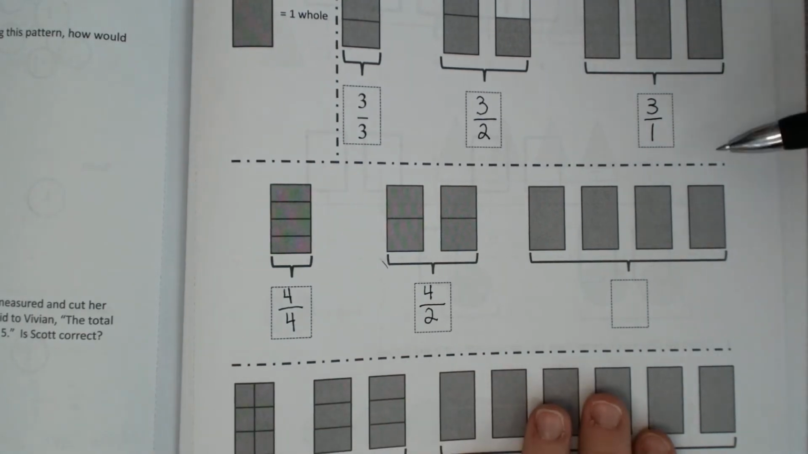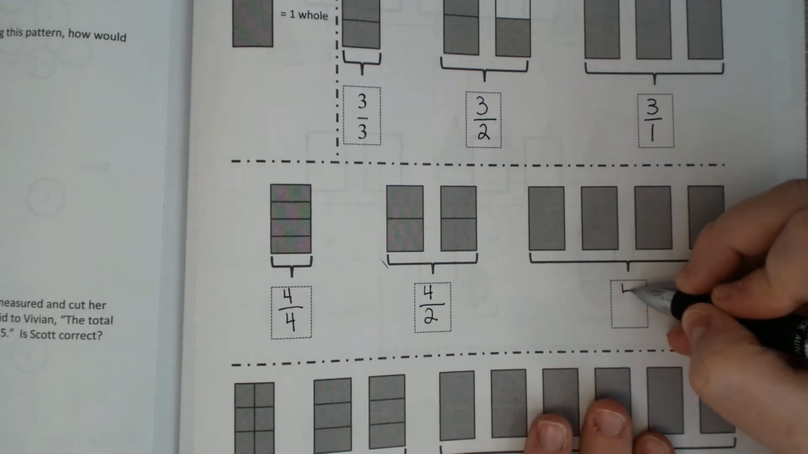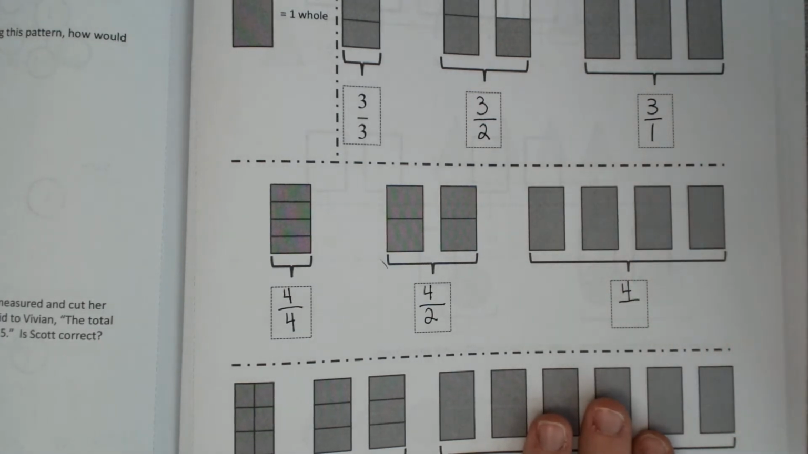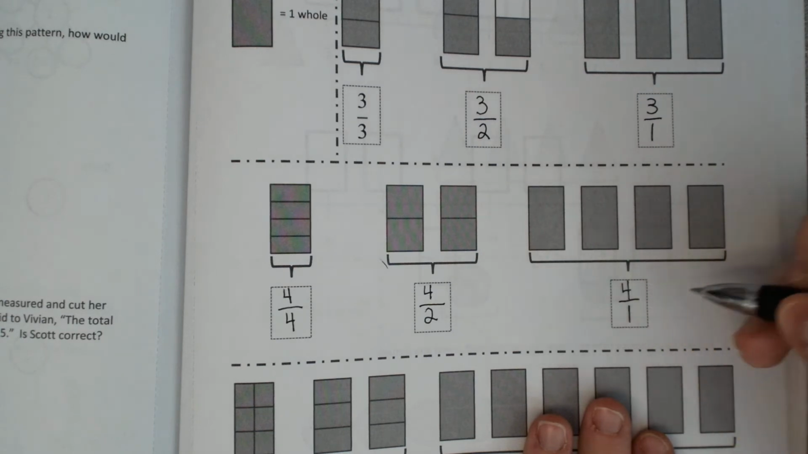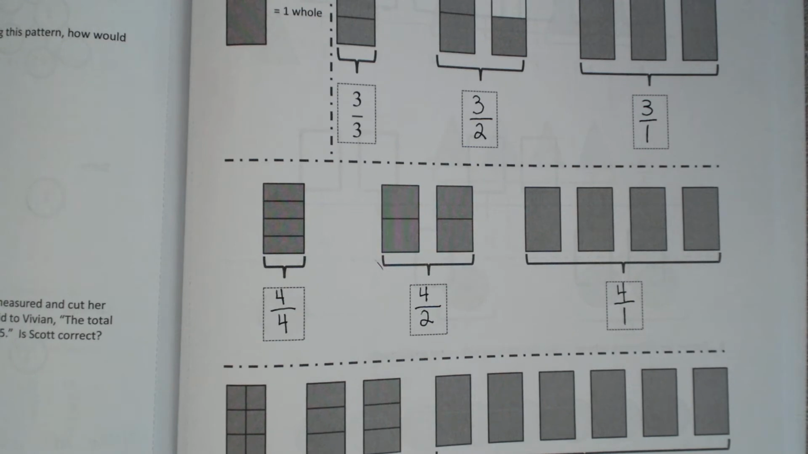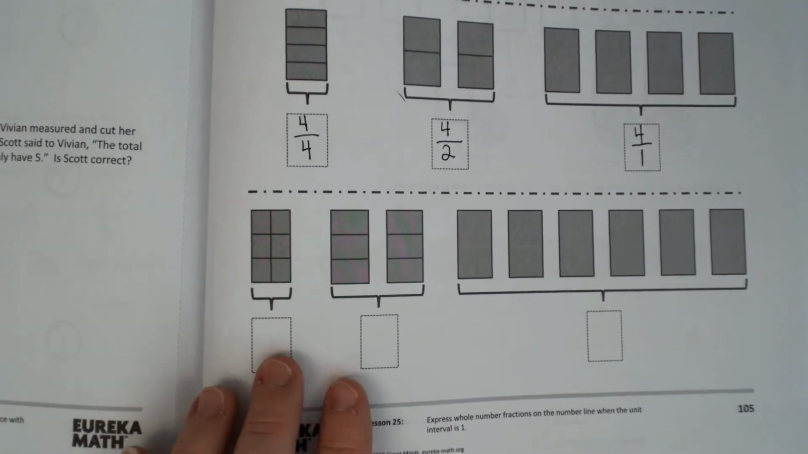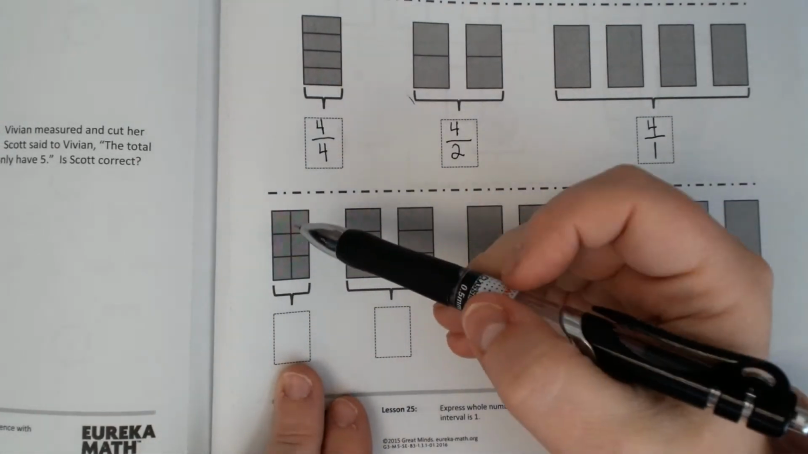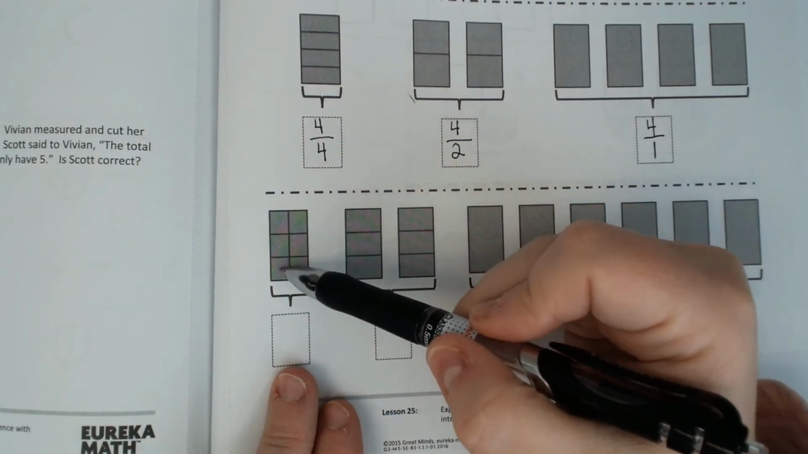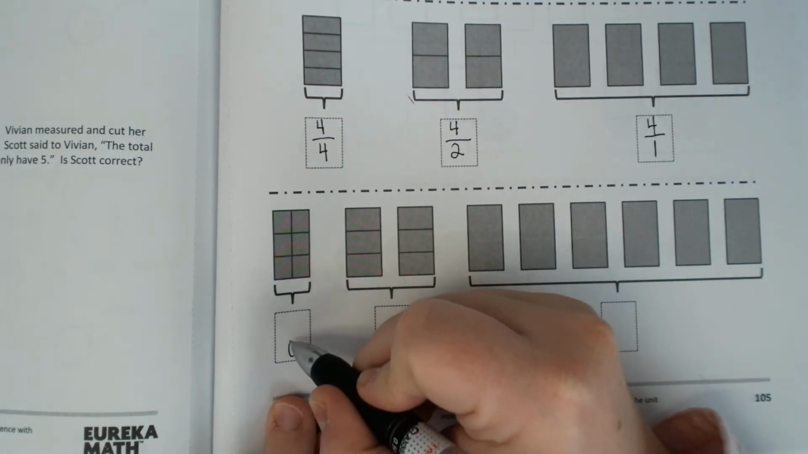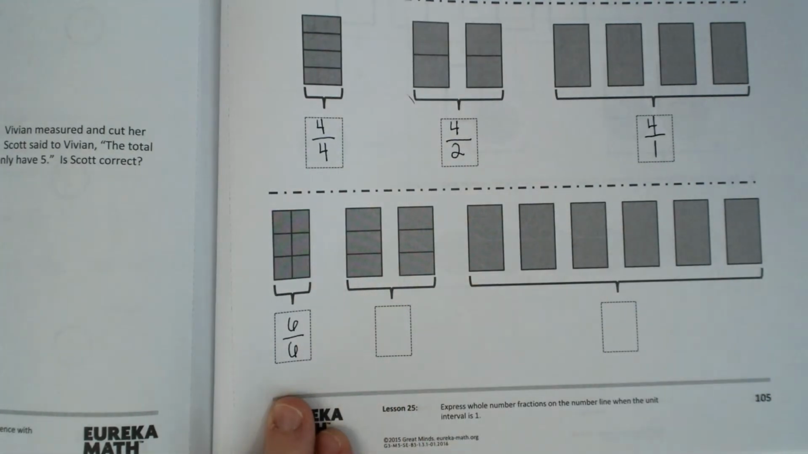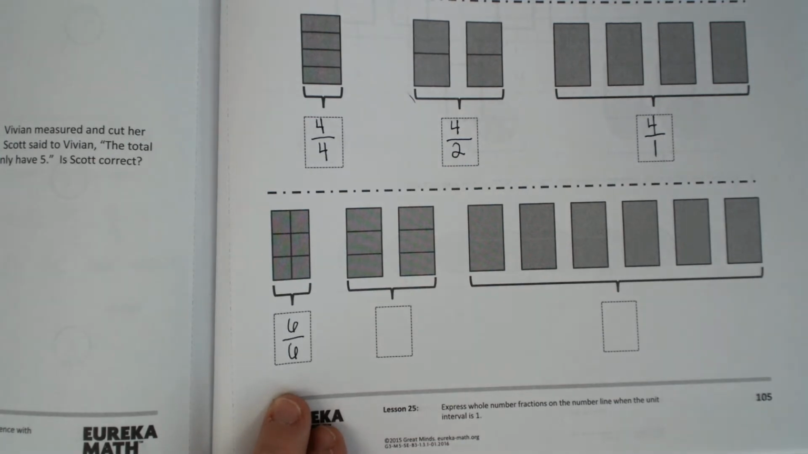Alright, much like this one up here, I've got 1, 2, 3, 4, 4 wholes. And remember, we said that we could represent that as a fraction using 4 over 1, because it's 1 whole. It's not partitioned into anything. It's just 1. Alright, the last part here, it's partitioned into 1, 2, 3, 4, 5, 6 pieces, and I have 6 of them that are shaded, so my fraction is 6/6. Again, that's 1 whole.